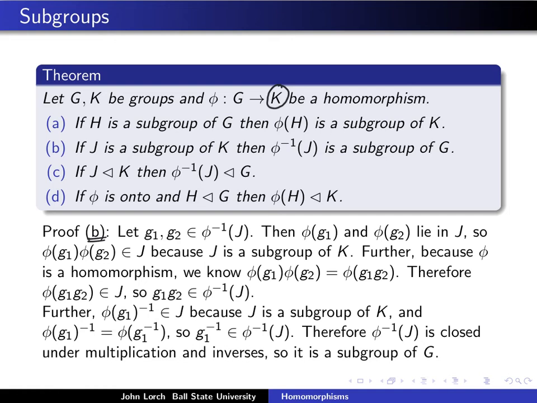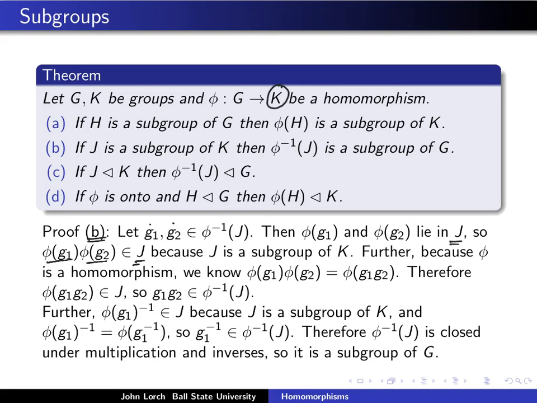Well, you might recall back when we were talking about subgroups that you can show something is a subgroup by showing that it's closed, meaning that if you take two things in there and multiply them together, you get a third thing that's in there. And also that if you take anything in there, its inverse also lies in there. So let's start with two elements of phi inverse of J. If we apply phi to both of those elements, then you wind up back in J. J is a subgroup of K, so when I combine them together, I get a third element in J.